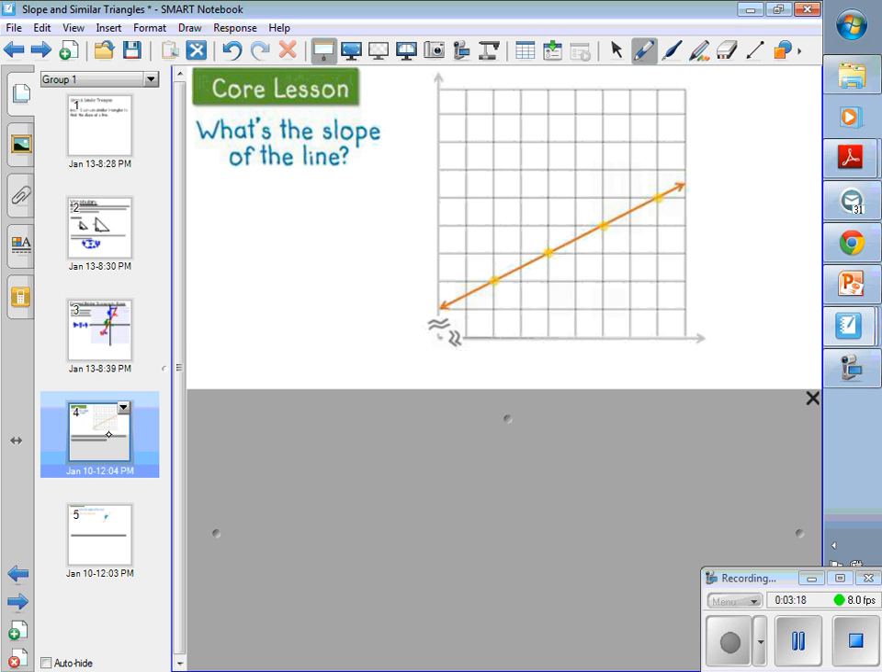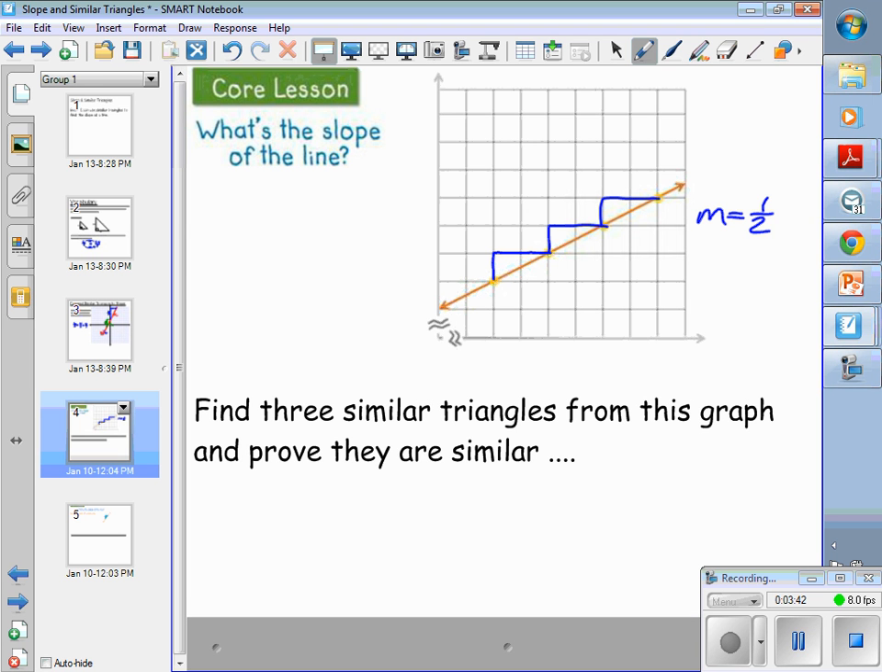Okay, moving on. We're going to look to find the slope of the line here. We rise 1, run 2. Rise 1, run 2. So we can see that our slope is 1/2. Okay. Now it says to find 3 similar triangles from this graph and prove that they are similar.